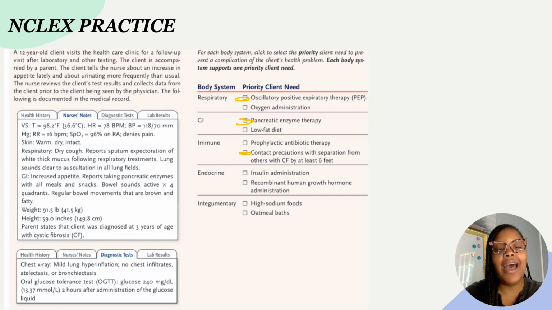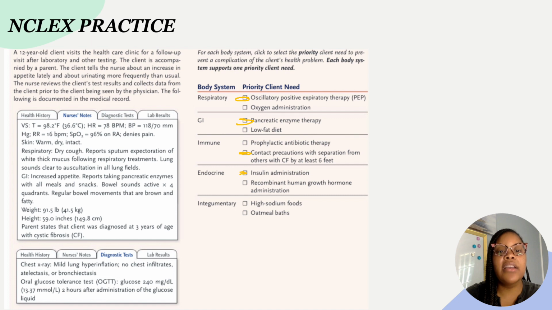All right, so with our endocrine system, it just says that their blood glucose was 240. What are we worried about? So will we worry about insulin administration or a human growth hormone administration? We know that our pancreas is damaged, right? So insulin is not being produced like it should. So guess what? We're going to have to give insulin ourselves.